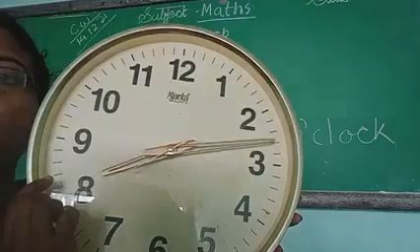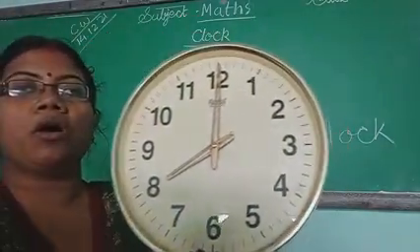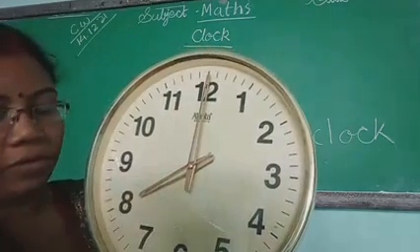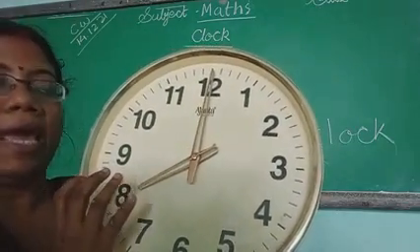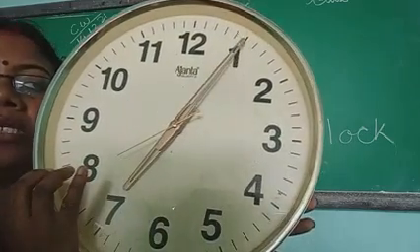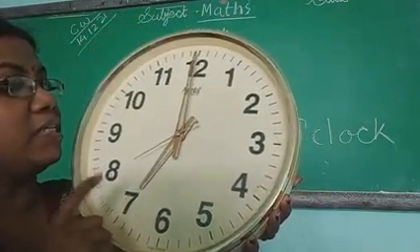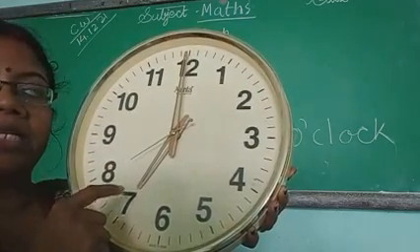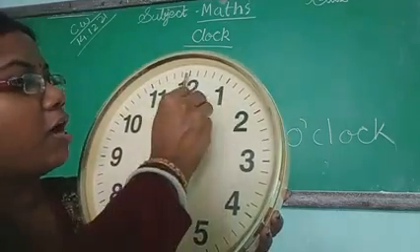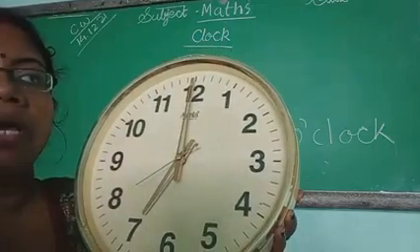Now see. Now tell the time I'm telling. It's 8 o'clock. Why? Because the hour hand is at 8. See, the minute hand is at 12. So, the time is 8 o'clock. Now you see the time. It's 7 o'clock, because the minute hand is at 12 and the hour hand is at 7. Also remember, you start from 1, 2, 3, 4, 5, 6, 7, 8, 9, 10, 11, 12. Okay.